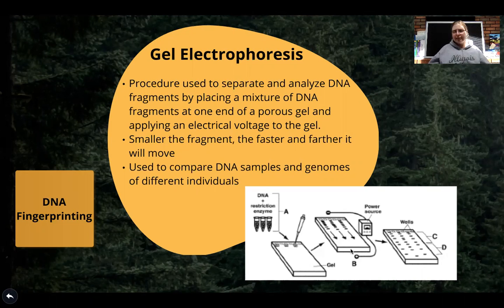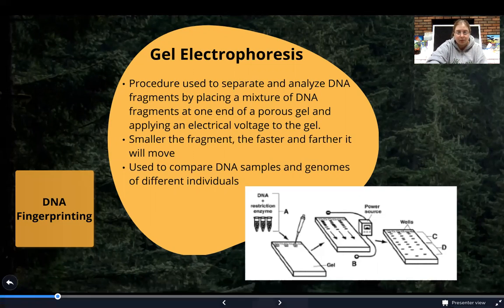And depending on the size of the fragments, that's going to determine, if you look here, how far the fragments move. The smaller the fragments, the farther they move. The bigger the fragment, then they won't move as far away from the well. So we can use this to compare DNA samples and genomes of different individuals. We can use it to tell if two people have the same DNA or what relationship they have to each other, which is actually going to bring us to the next part, which is DNA fingerprinting. That's a specific use for gel electrophoresis.